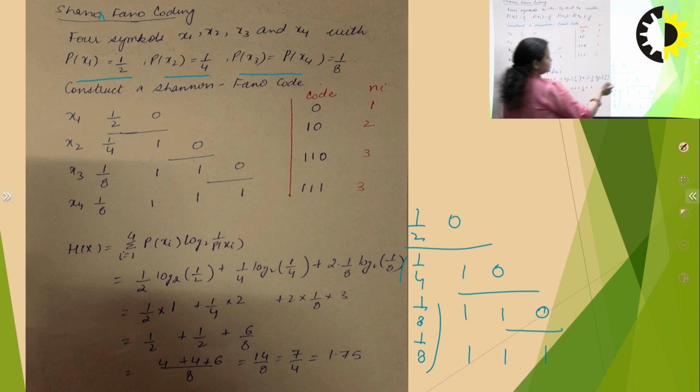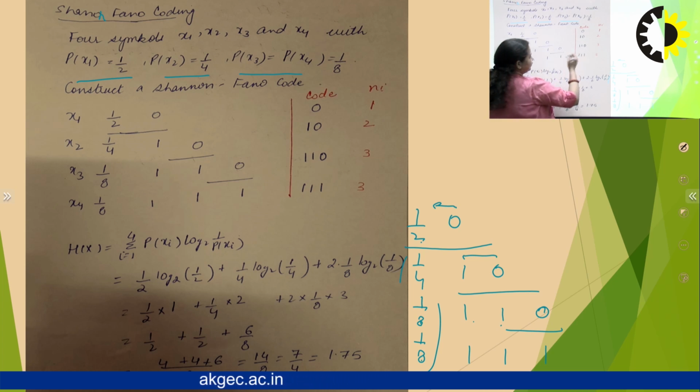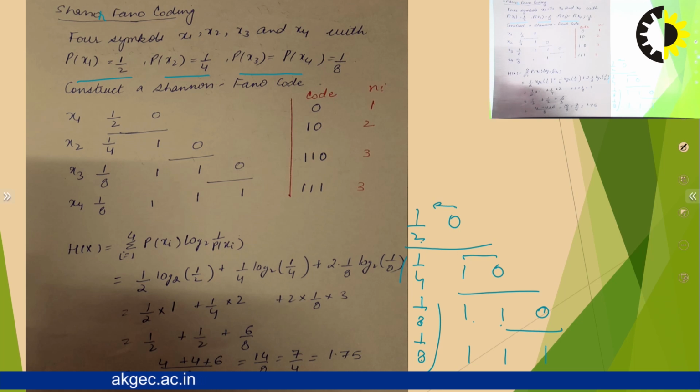So the code, we just read the code. For 1 by 2 it is 0. For 1 by 4 it is this. For 1 by 8 it is like this. So I have written: for 1 by 2 it is 0. For 1 by 4 it is 1 0. For 1 by 8 it is 1 1 0. For the other 1 by 8 it is 1 1 1. Right? So the same as we did in Huffman coding. Once we get the code, we allot their n.